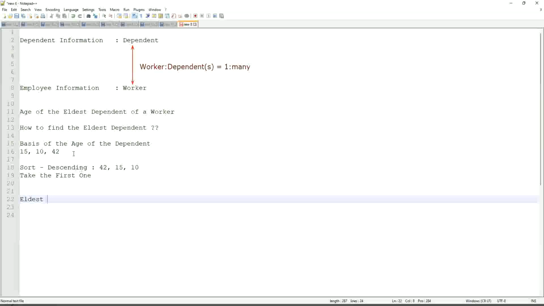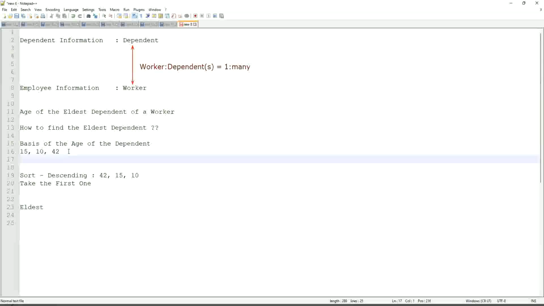If somebody has only one dependent, age 35, will our logic work in that case as well? We sort descending, so it will be 35. Take the first one. 35. Right, so our logic works. If there are multiple, even more.